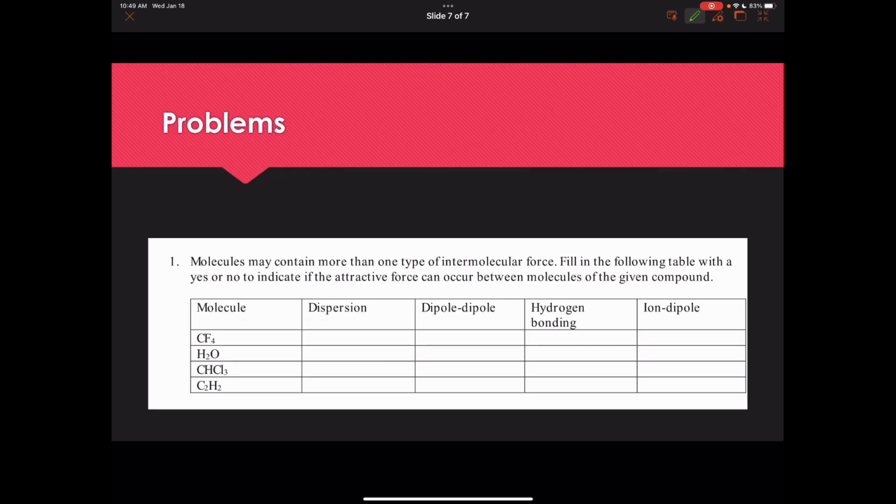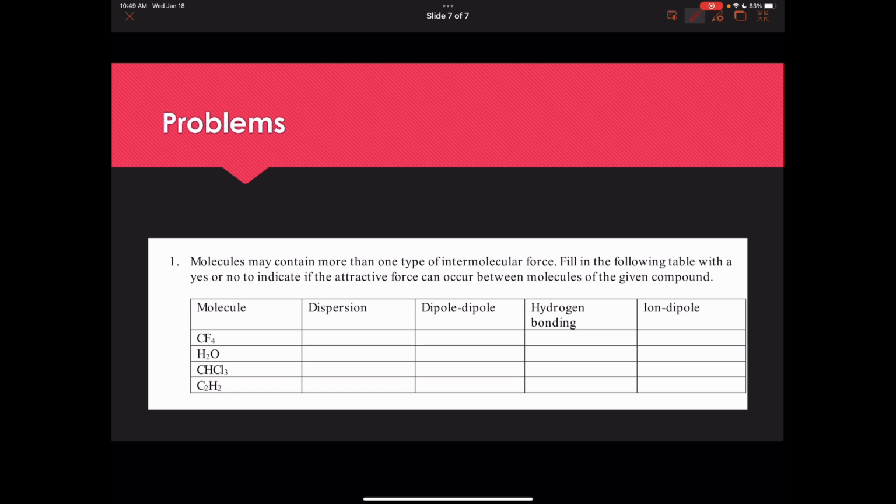So we want to be able to look at different structures and identify what intermolecular forces we have, because again, those intermolecular forces are going to impact behavior and properties. Compounds will have more than one type of force. It all depends on what type of substance we're dealing with.